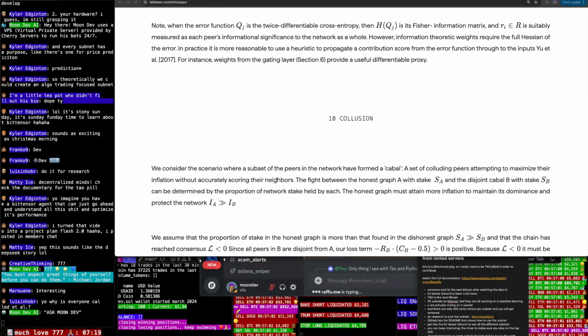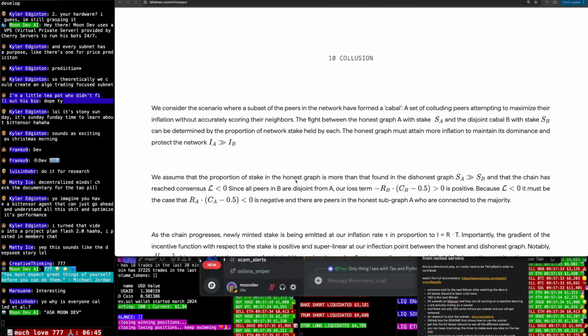Collusion. We consider the scenario where a subnet of peers in the network have formed a cabal, a set of colluding peers attempting to maximize their inflation without accurately scoring their neighbors. The fight between the honest graph A with stake SA and the disjoint cabal with stake B can be determined by the proportion of network stake held by each. The honest graph must attain more information to maintain its dominance and protect the network. We assume that the proportion of stake in the honest graph is more than that found in the dishonest graph, and that the chain has reached consensus.